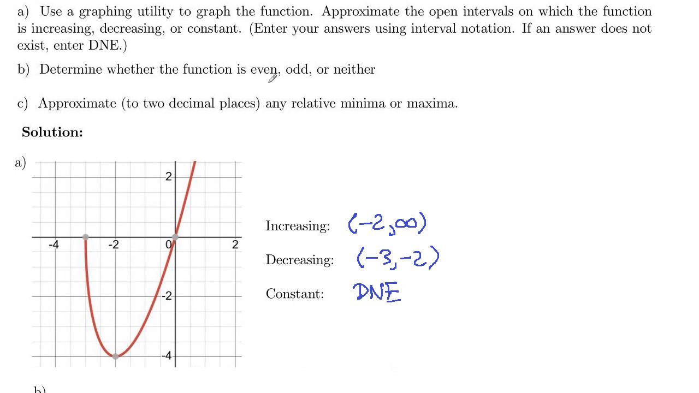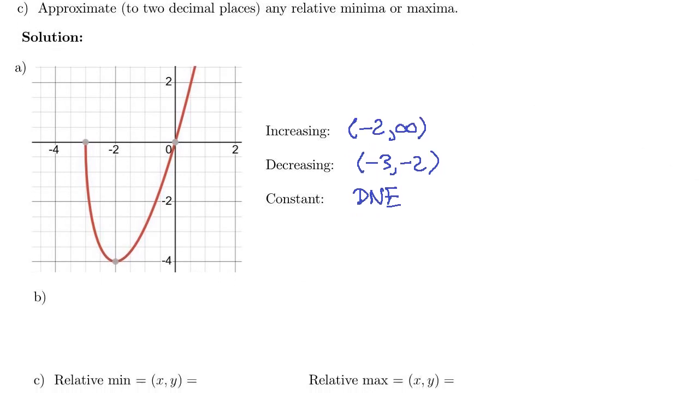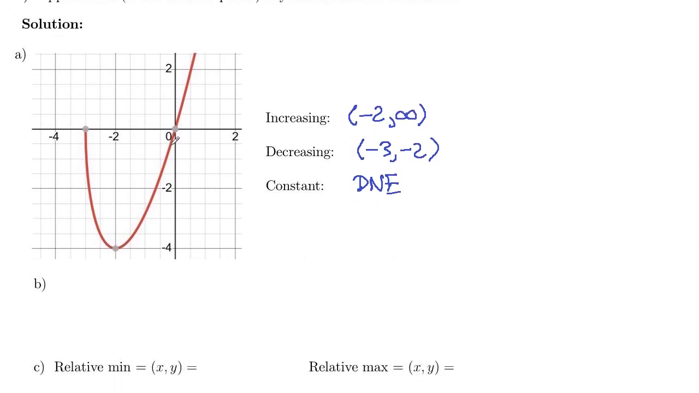Next up, determine whether the function is even, odd, or neither. So even functions have y-axis symmetry. And notice that, here's our y-axis and here's our x, we do not have y-axis symmetry. So that tells us it's not even. So that's how you can do it from the graph.